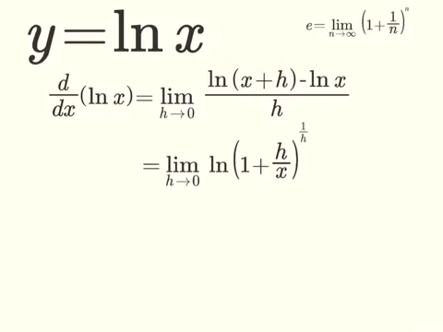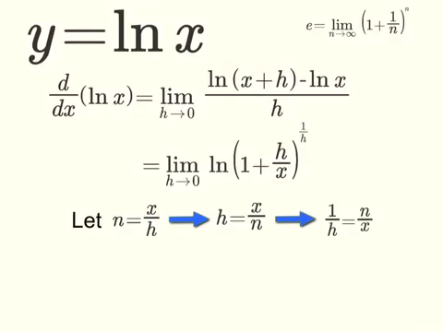At this point, I'm going to make a bit of a tricky, clever substitution. I'm going to let n equal x over h, which in turn means that h is equal to x over n, and that 1 over h equals n over x.